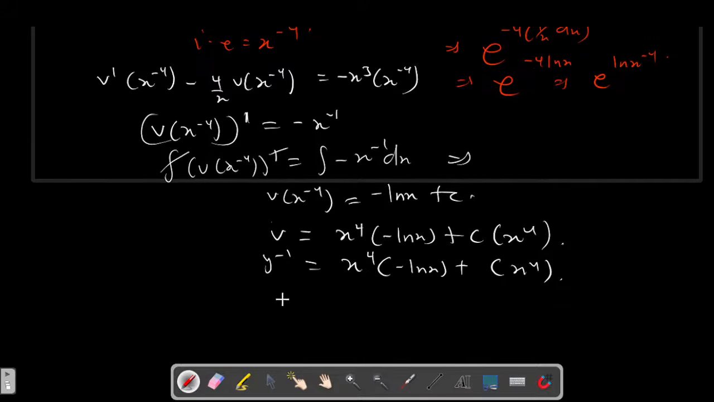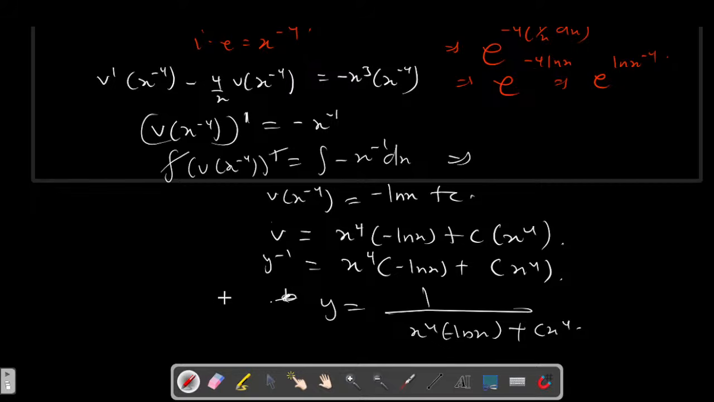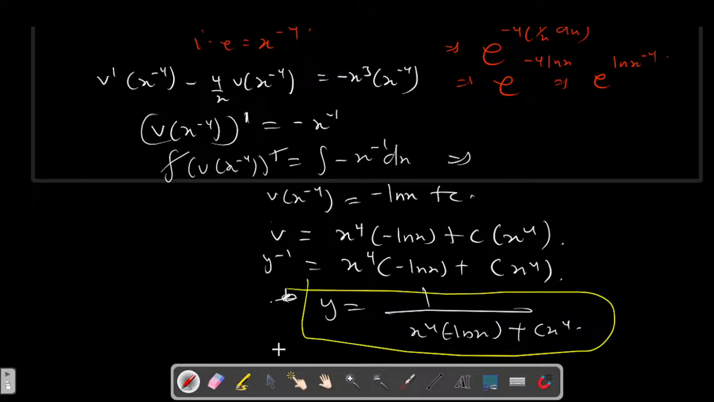So like this. So here, since we need y, you just take the inverse. So 1 over y is equal to this. Therefore, my y is simply equal to 1 over the expression x to the power 4 multiplying negative ln x plus c x to the power 4. As simple as that, our differential equation is solved. This is the 10th question.